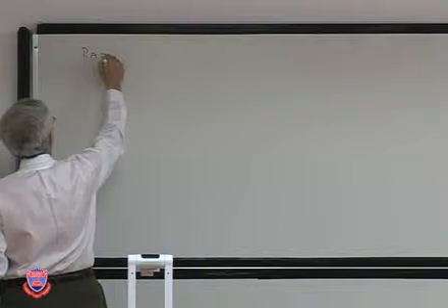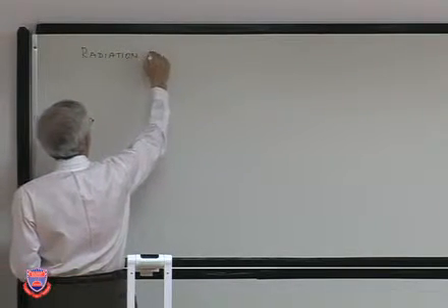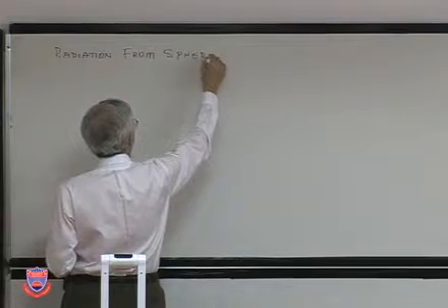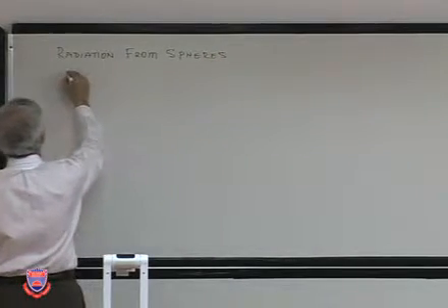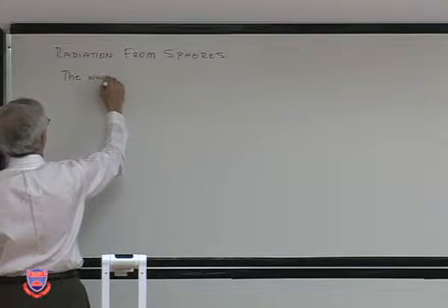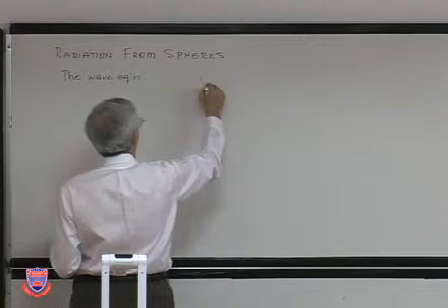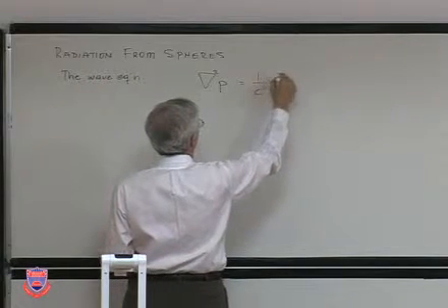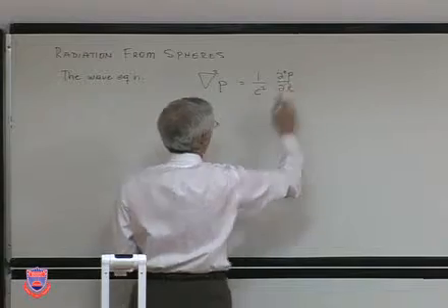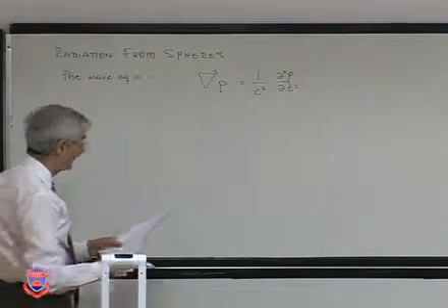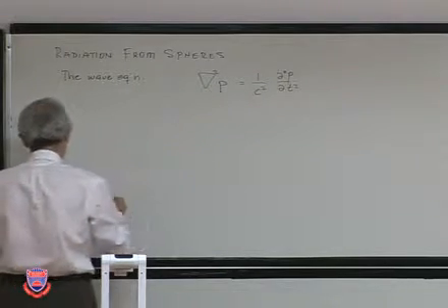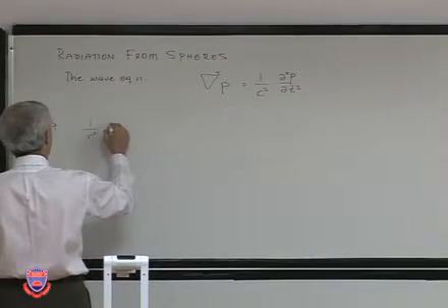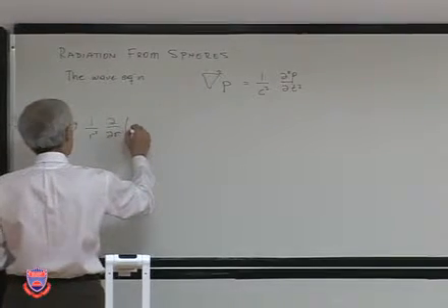radiation from spheres. Okay, and the starting point is the wave equation. And of course, in the wave equation, the Laplacian describes the spatial component on the left and the time variation on the right. Now, the Laplacian in explicit terms, this is where one can make errors.